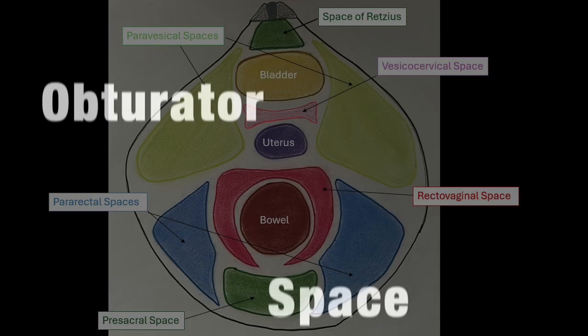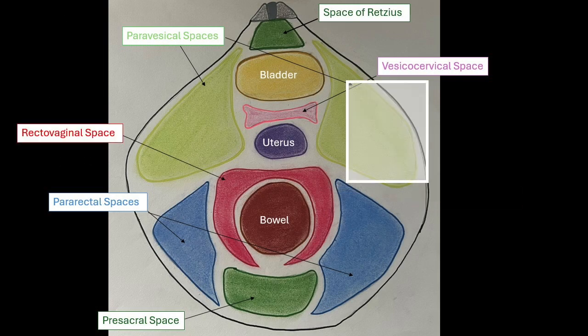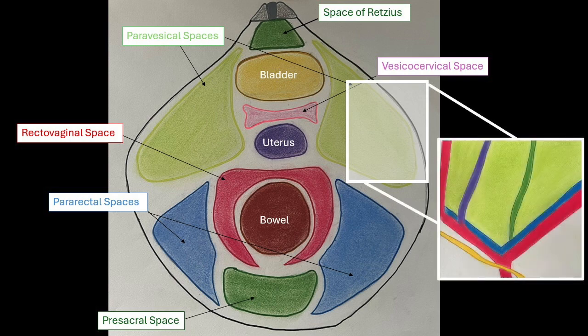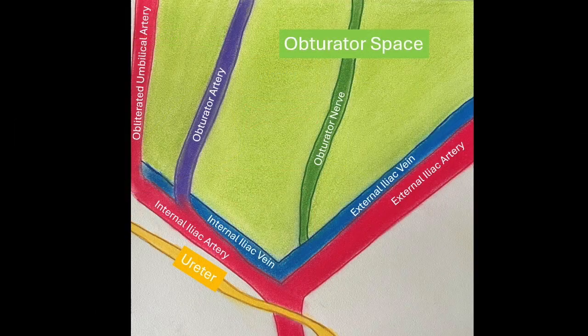Next step is dissection of the obturator space. Once again, let's refer back to our drawing and zoom into the paravesical space, in particular the lateral aspect of it. We can see the borders of the obturator space are the external iliac vessels laterally and the internal iliac vessels and the obliterated umbilical artery medially. Within this space, we will identify the obturator vessels and nerve.